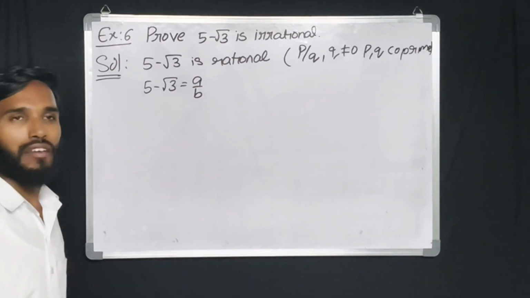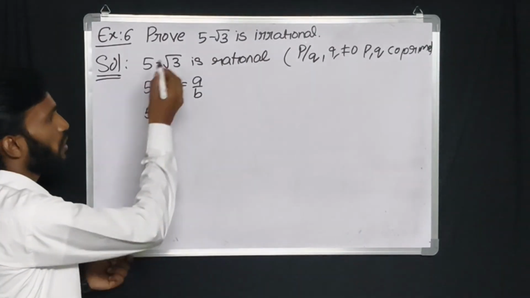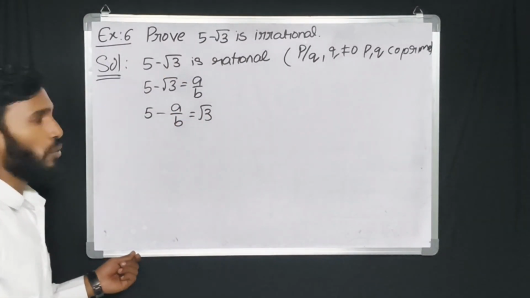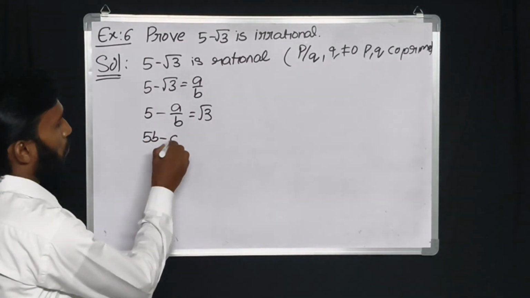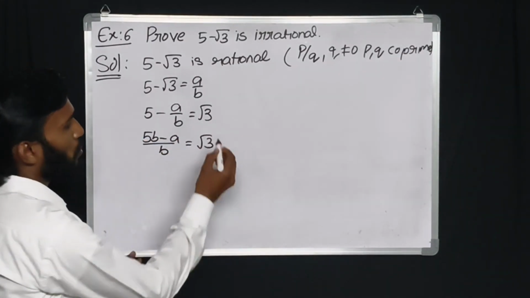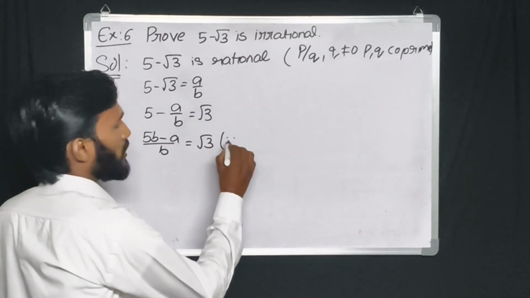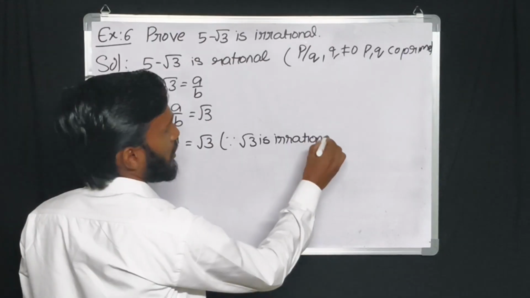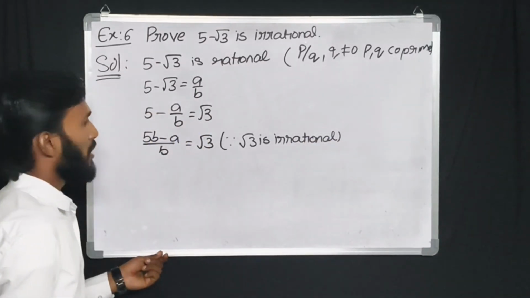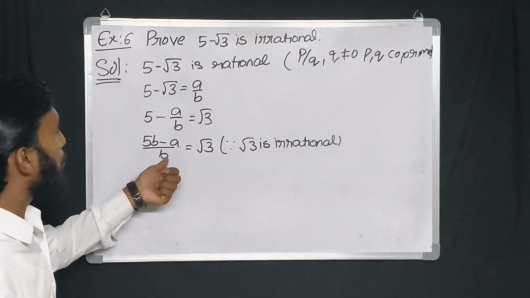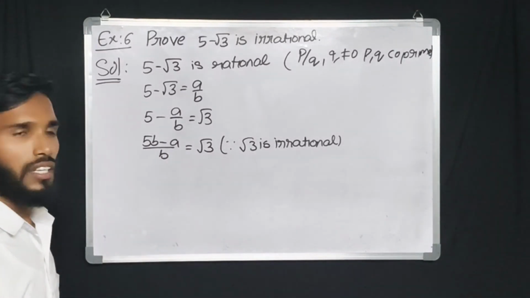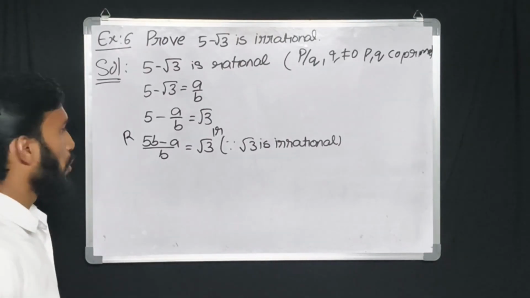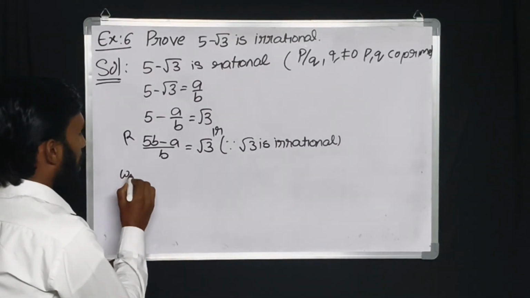Now rearrange the given one. Take root 3 to that side and a by b to this side. Now we have 5b minus a by b is equal to root 3. We know that root 3 is irrational. Is it clear that 5b minus a by b is equal to root 3, where this is rational and this is irrational? Is it possible? No.